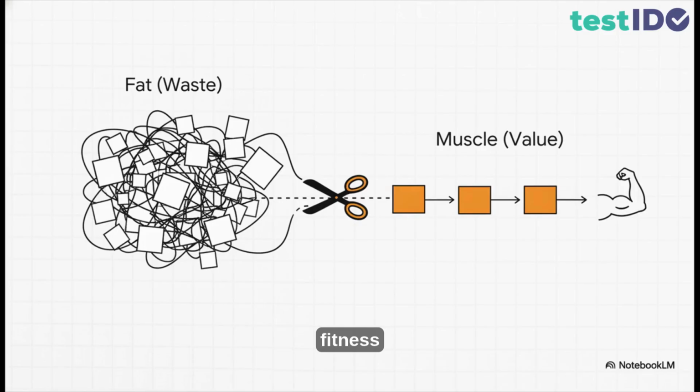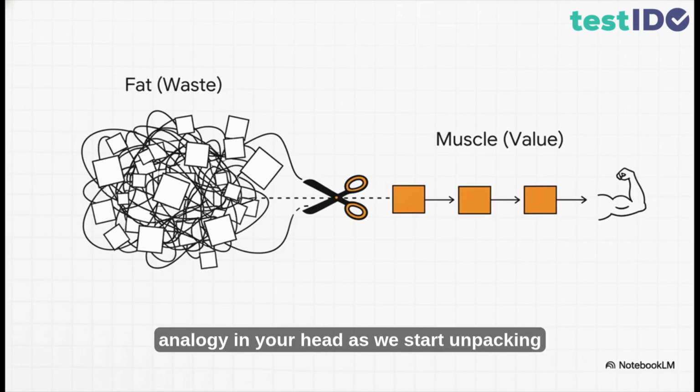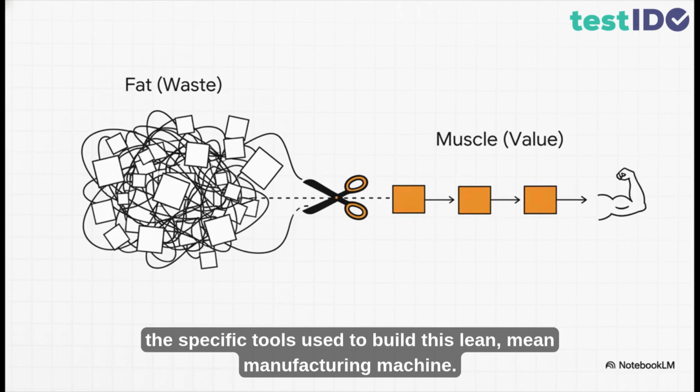Because if the customer isn't willing to open their wallet to pay for that specific activity, well, it's fat, and it's gotta go. Just keep this basic fitness analogy in your head as we start unpacking the specific tools used to build this lean, mean manufacturing machine.